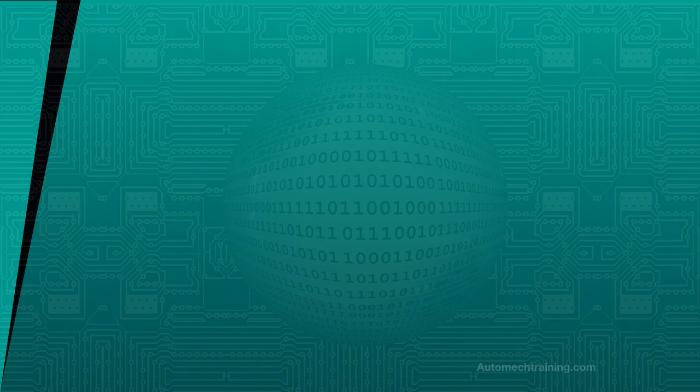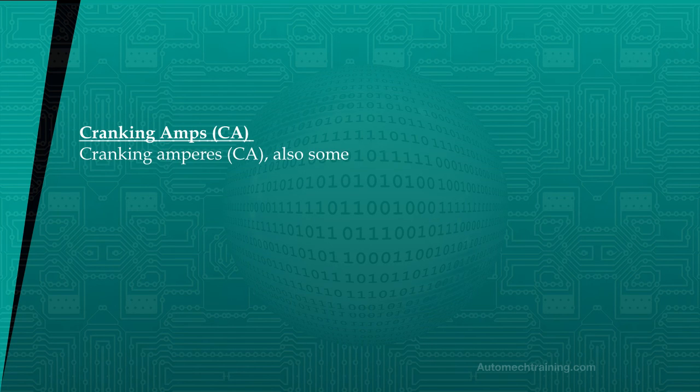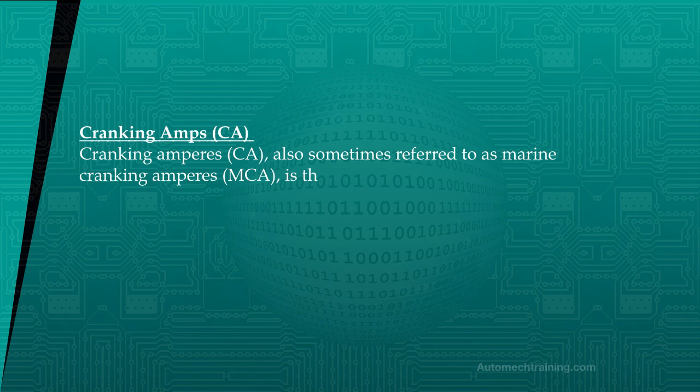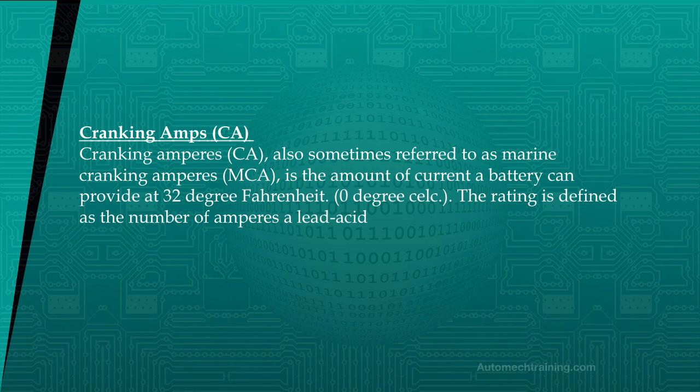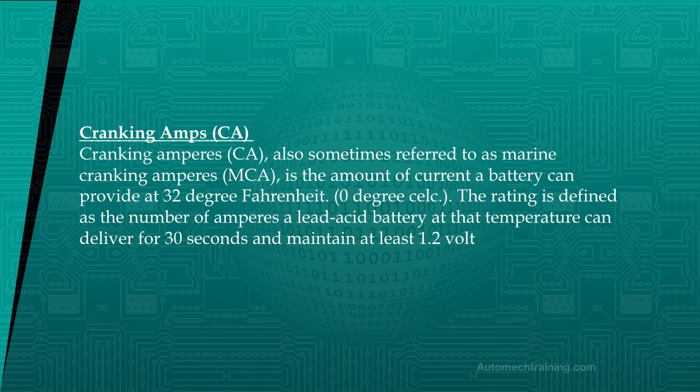Cranking amps, CA, cranking amperes, also sometimes referred to as marine cranking amperes, MCA, is the amount of current a battery can provide at 32 degrees Fahrenheit, 0 degrees Celsius. The rating is defined as the number of amperes a lead-acid battery at that temperature can deliver for 30 seconds and maintain at least 1.2 volts per cell, 7.2 volts for a 12-volt battery.